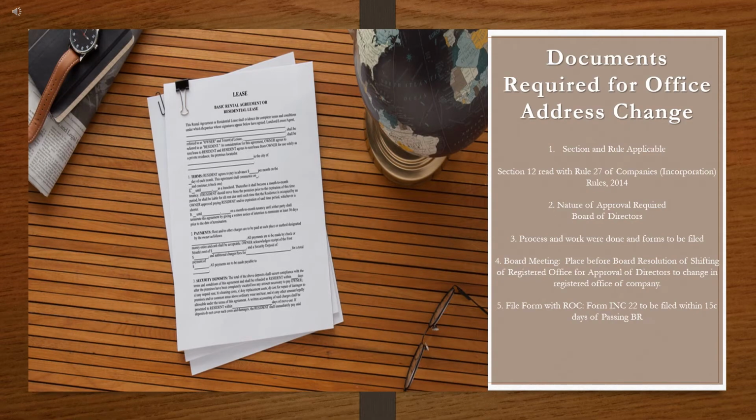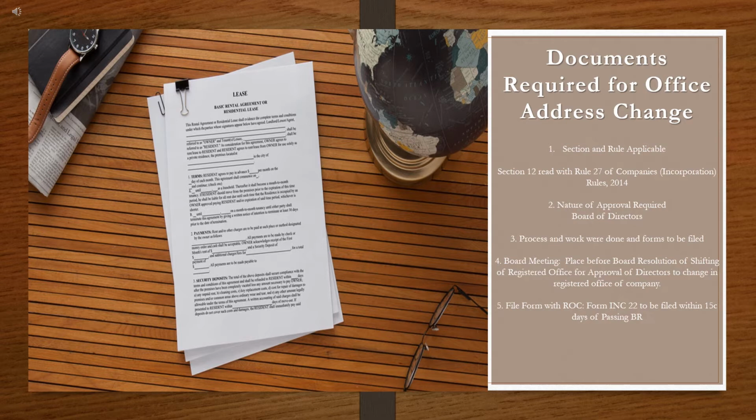A. Shifting of registered office within the local limit. 1. Section and rule applicable: Section 12 read with Rule 27 of Companies (Incorporation) Rules, 2014. 2. Nature of approval required: Board of Directors. 3. Process and work to be done and forms to be filed: hold a board meeting and place before the board a resolution of shifting of registered office for approval of directors. File form INC-22 with ROC within 15 days of passing the board resolution.